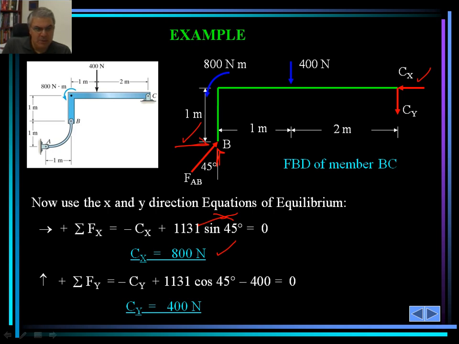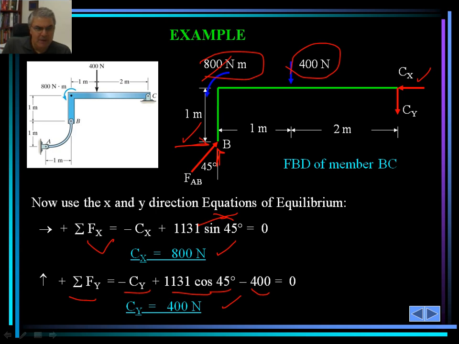Then we take the summation of forces in the Y direction, considering that there is a 400 Newton force applied in the y direction. Note that here we did not include the 800 Newton meter moment, since we are just taking the summation of forces and not the moment. As such, minus c sub y plus 1131 cosine of 45 degrees minus 400 would be 0. As such, c sub y would be calculated at 400 Newton.